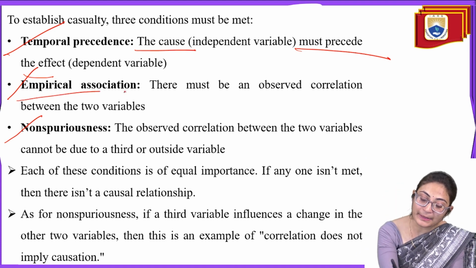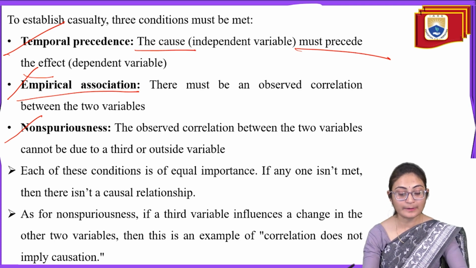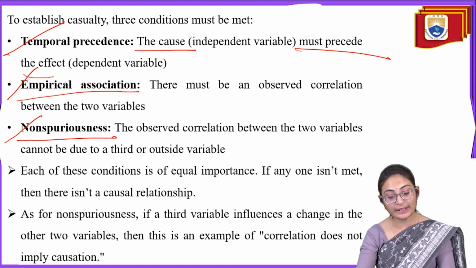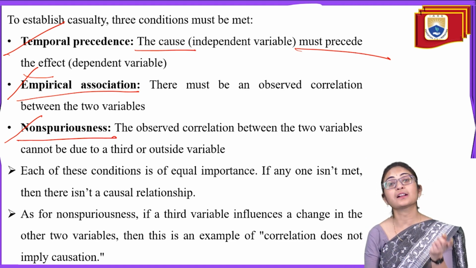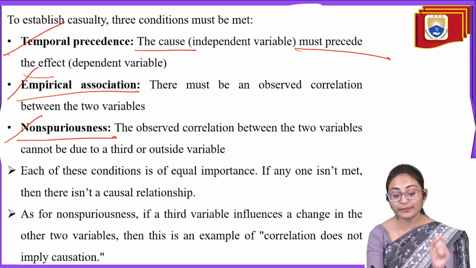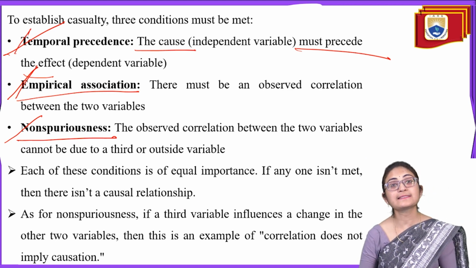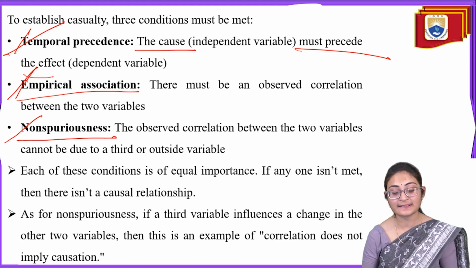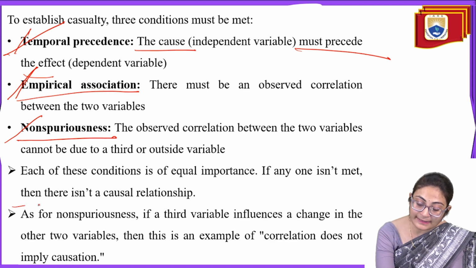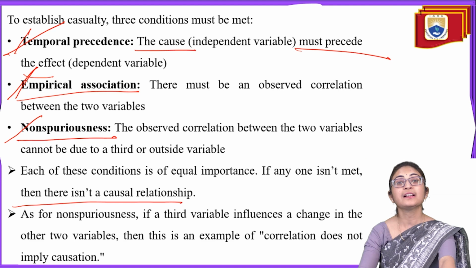Then the second one is empirical association. There must be an observed correlation between the two variables. Then the third one is non-spuriousness. The observed correlation between two variables cannot be due to a third or outside variable. Each of these conditions is equally important: temporal precedence, empirical association and non-spuriousness. Every condition should be satisfied, and if any one is not met, then there is no causal relationship. For a causal relationship, it is a must to meet these conditions.